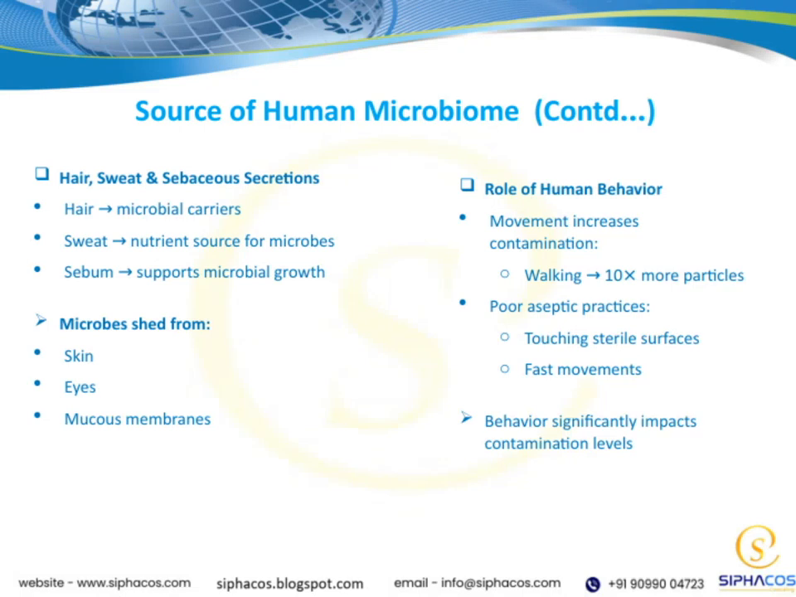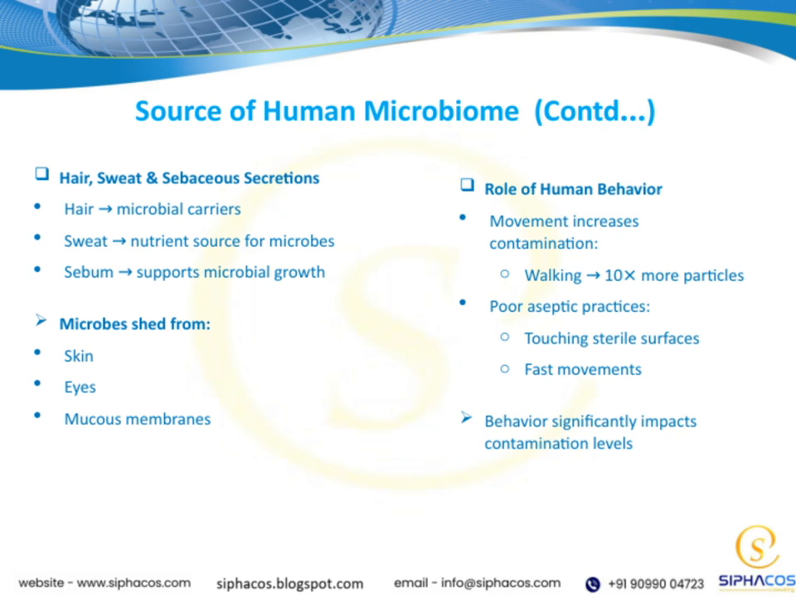Let's talk about the role of human behavior in contamination. When we move around, it actually increases the amount of particles we shed. For example, walking can result in about 10 times more particles being released into the environment. This shows how movement itself can elevate contamination levels. Poor aseptic practices also play a big role. Touching sterile surfaces or making fast, careless movements can transfer microbes and compromise cleanliness. So, our behavior really has a significant impact on contamination levels.